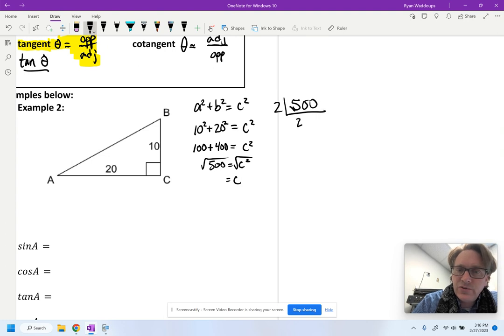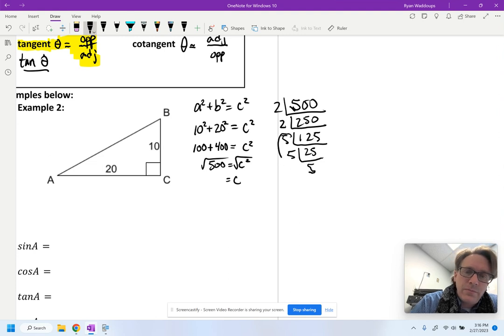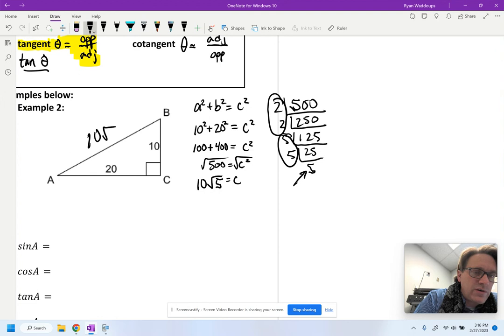2 goes into 500 250 times, and 2 goes into 250 125 times. 5 goes into 125 25 times. 5 into 25 goes 5 times. And so I see I have one pair of 5s and one pair of 2s. So a 2 and a 5 are going to come out as a 10. So this is equal to 10 square root of 5. 10 square root of 5 is our hypotenuse.